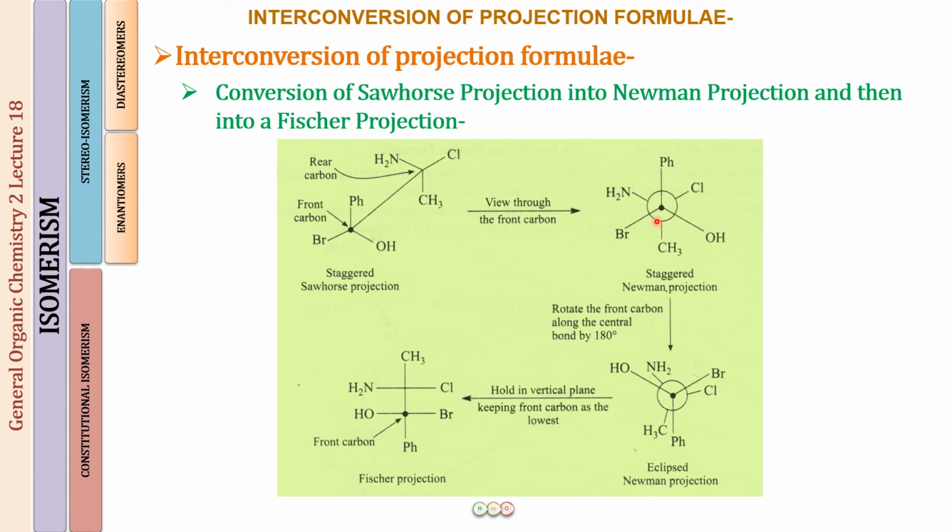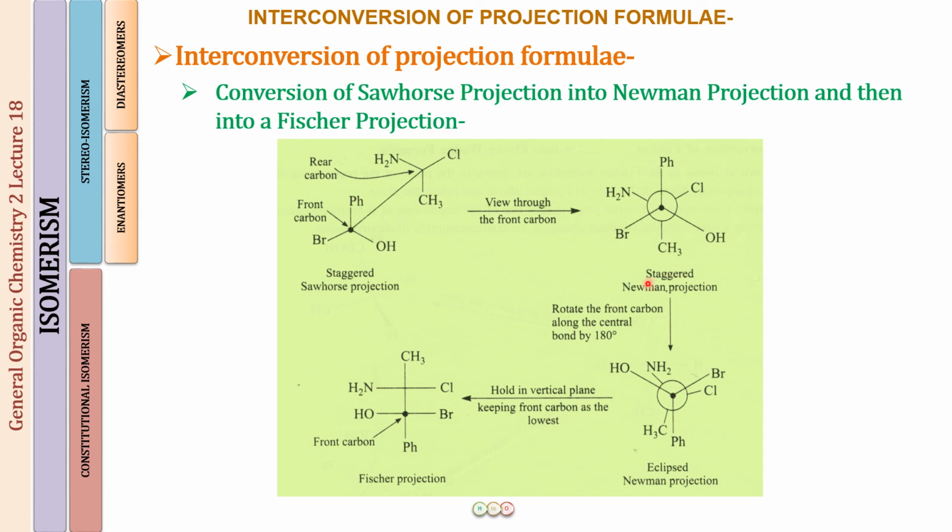The only difference is now these lines, they will not be reaching up to the center. They will be just starting at the circumference of the circle. Okay, so this is my erect Y and this is my inverted Y, just as I looked in my staggered sawhorse. This is my inverted Y, this is my erect Y. Okay, so this is how easily you can convert a staggered sawhorse into a staggered Newman.